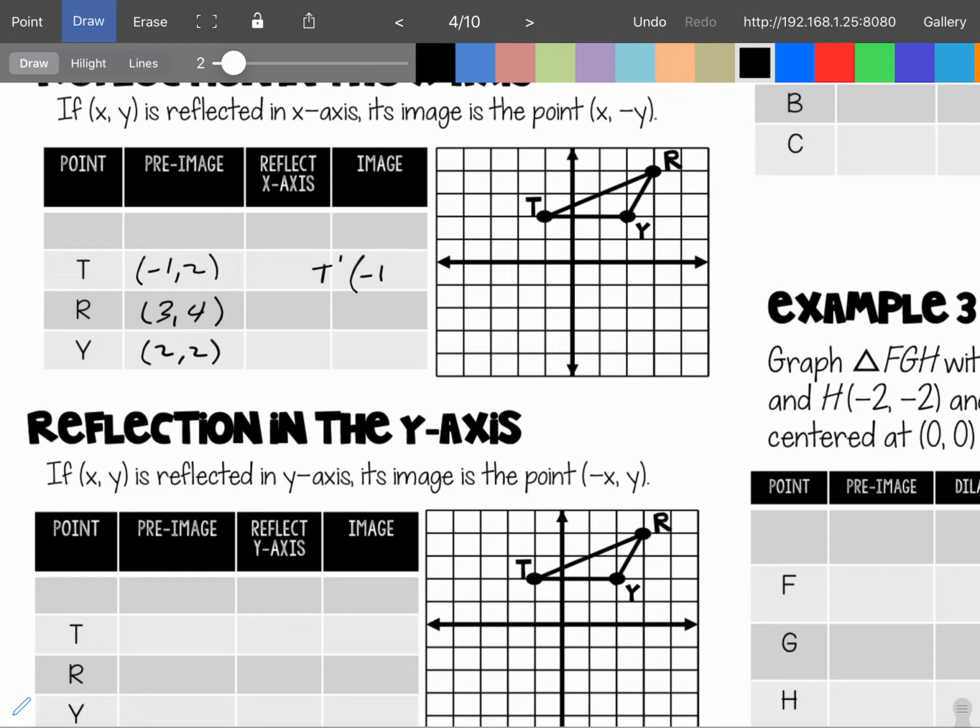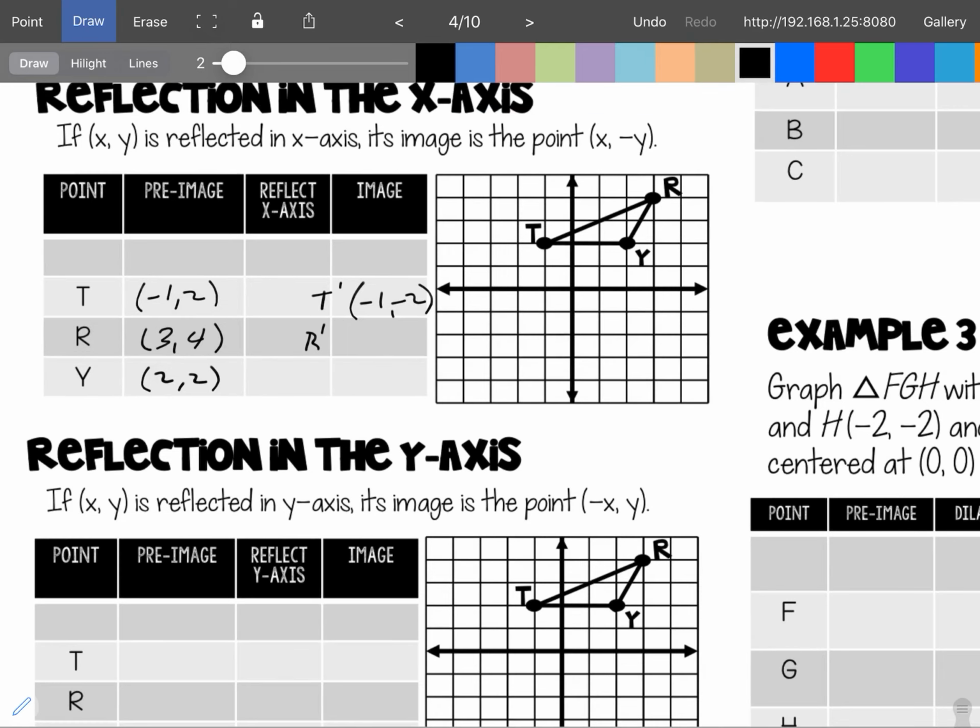And then we're going to leave the x the same, and we're going to take the negative of the y value. And then R prime, we're going to leave the x the same and take the negative of the y value. And then Y prime, we're going to leave the x the same and take the negative of the y value. And then we're going to plot these 3 points, and we should get an image of this thing that is a reflection over the x-axis. So let's plot those points.